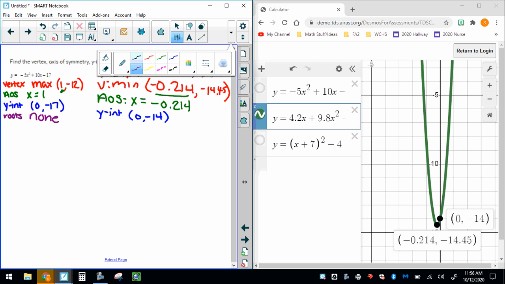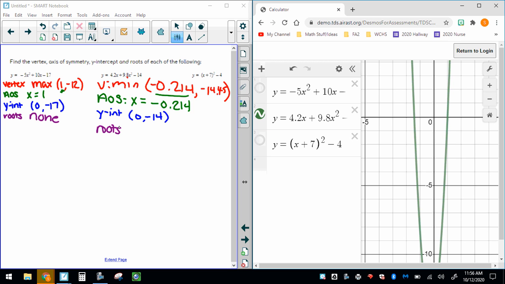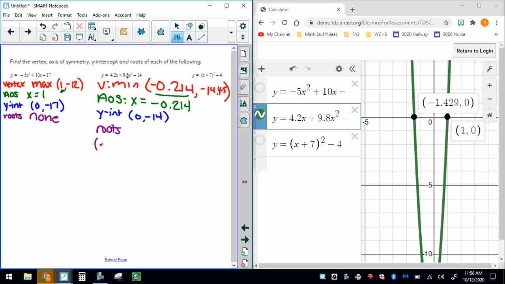And then for the last one, the roots. So again, I need to find 0. Here's 0. So here's the x-axis. So this guy has 2 roots. It does not matter which order you put them in, but it is both of them. So -1.429, 0, and 1, 0. All right, and then the third one is more of the same, but I am not going to do it. I will leave that to you to finish up.